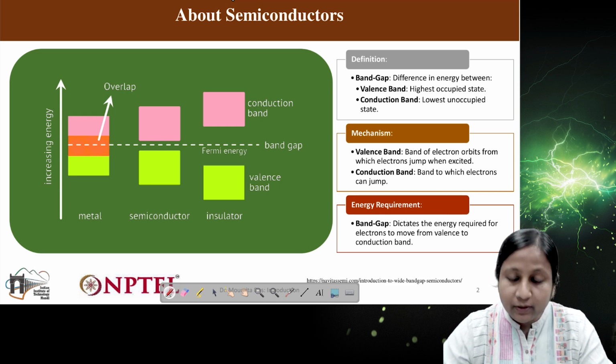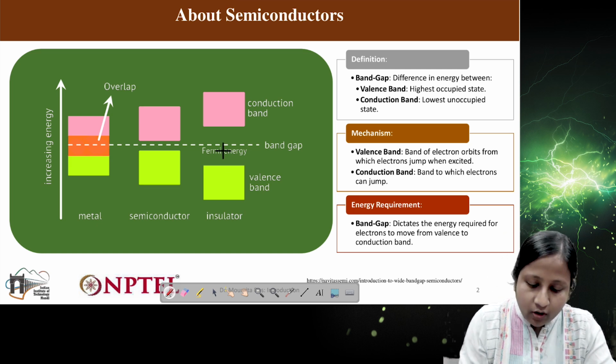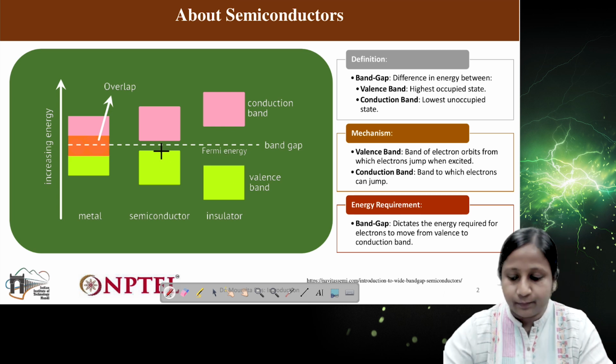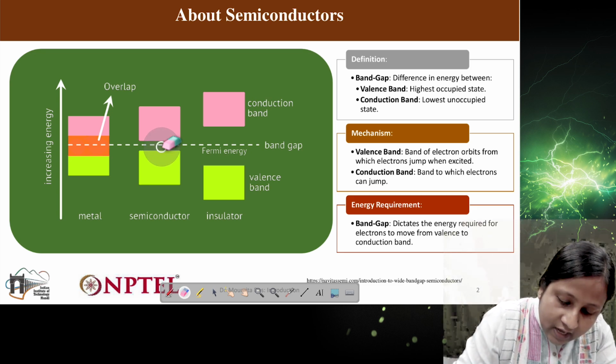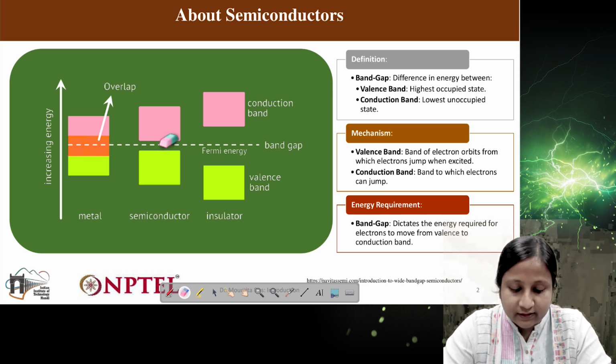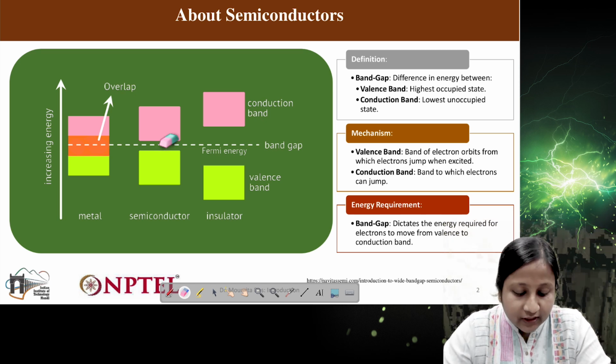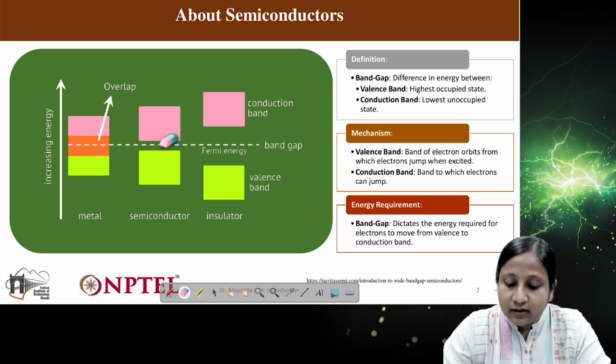As you can see, what is a semiconductor? It is also one type of material, which has a smaller band gap compared to the insulator. You can see here the difference between the insulator band gap and the semiconductor band gap. In this semiconductor, in the circle, the band gap is less. That means if we provide external excitation, then this semiconductor will be conducting.